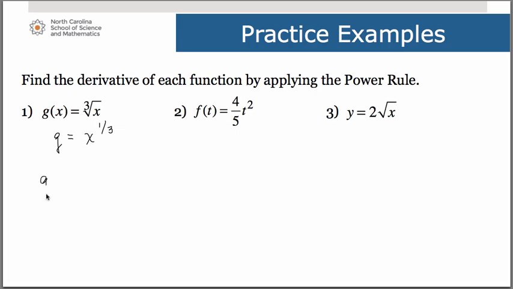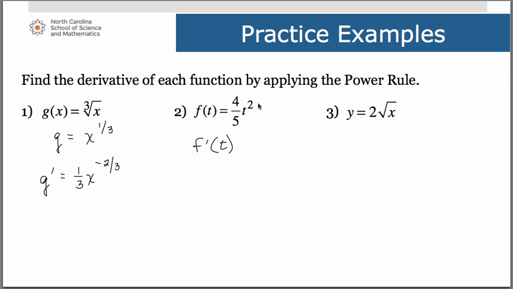So when you find your derivative, it's simply going to be 1/3 x, and now you have to subtract 1 from the exponent, so that now gives us an exponent of 2/3. Now let's try the next one.